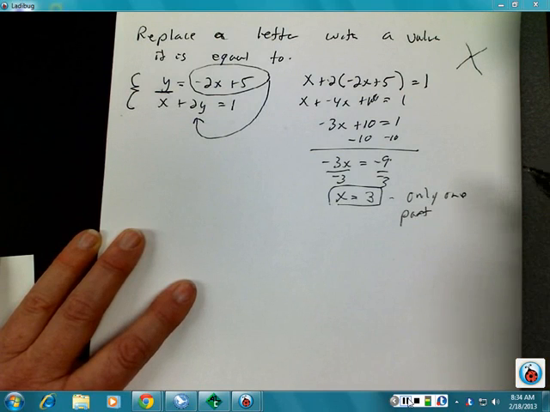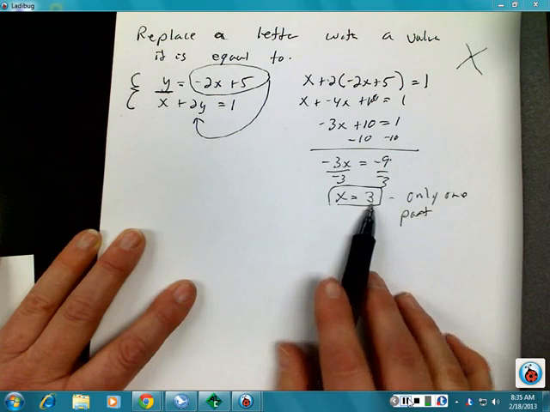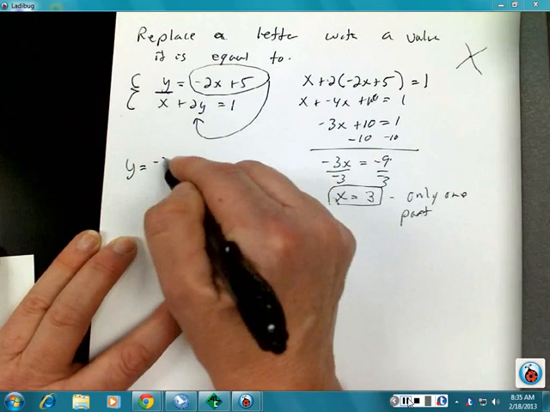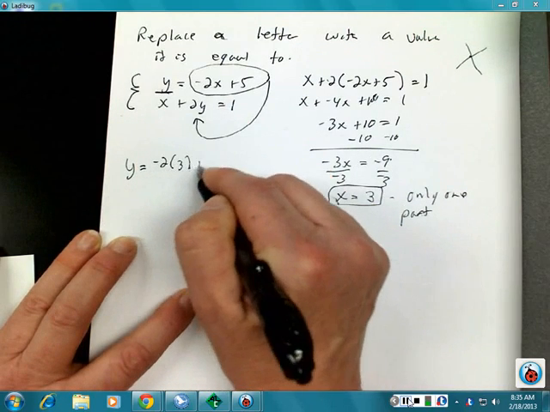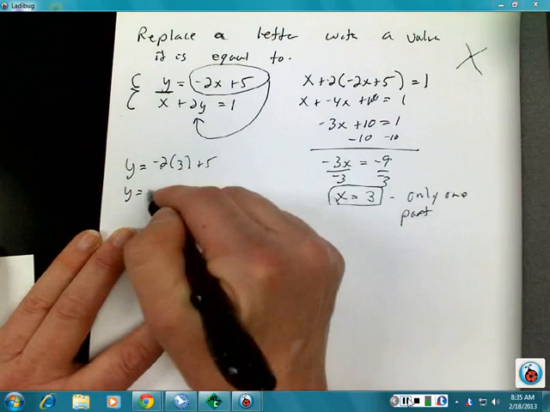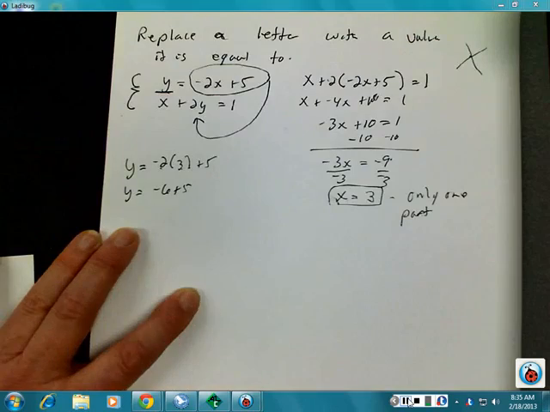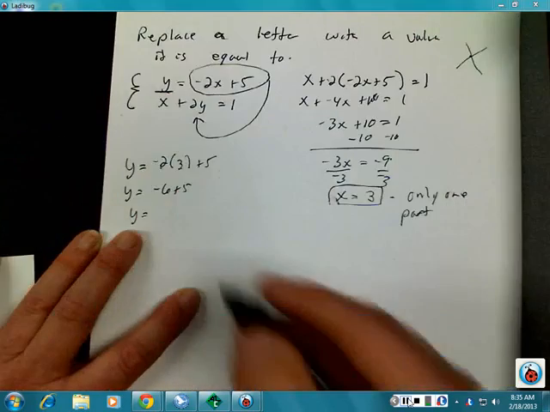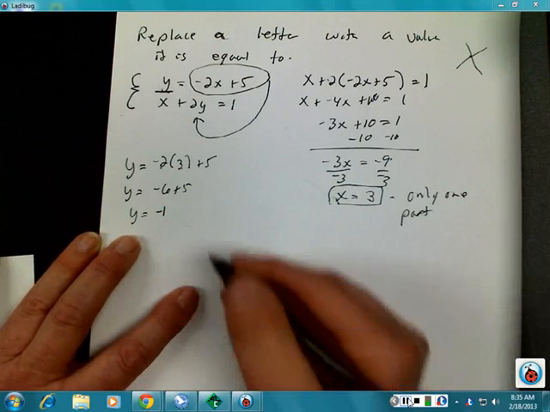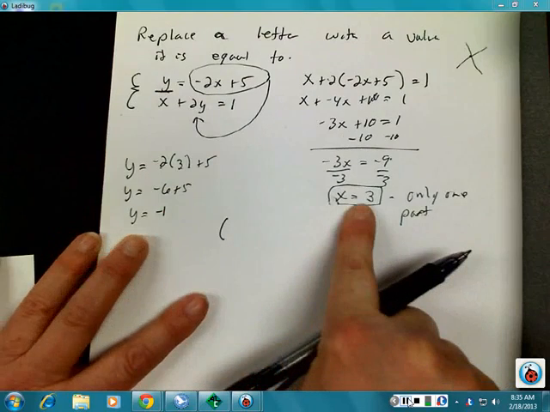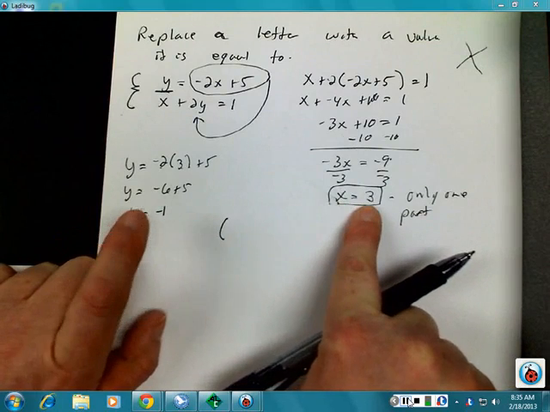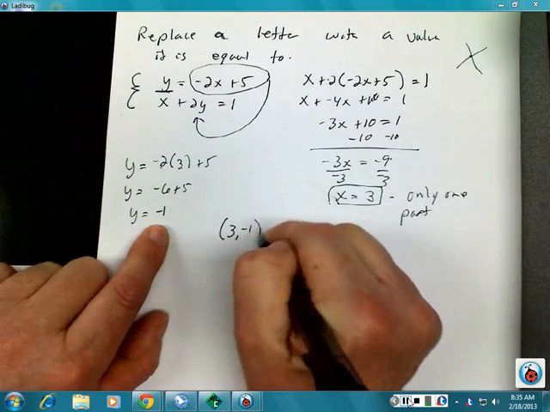Now I need to go back and find the other part. So I'm going to take 3, take my first equation, because it's already solved for y, and put a negative 2 times 3 plus 5. And what's y going to equal? Negative 2 times 3 is a negative 6. Negative 6 plus 5. And we're going to find y is equal to negative 1. Now, if I want to write this out, my answer is going to be in point format, where it's alphabetical. X comes before y, so therefore it's 3, negative 1.